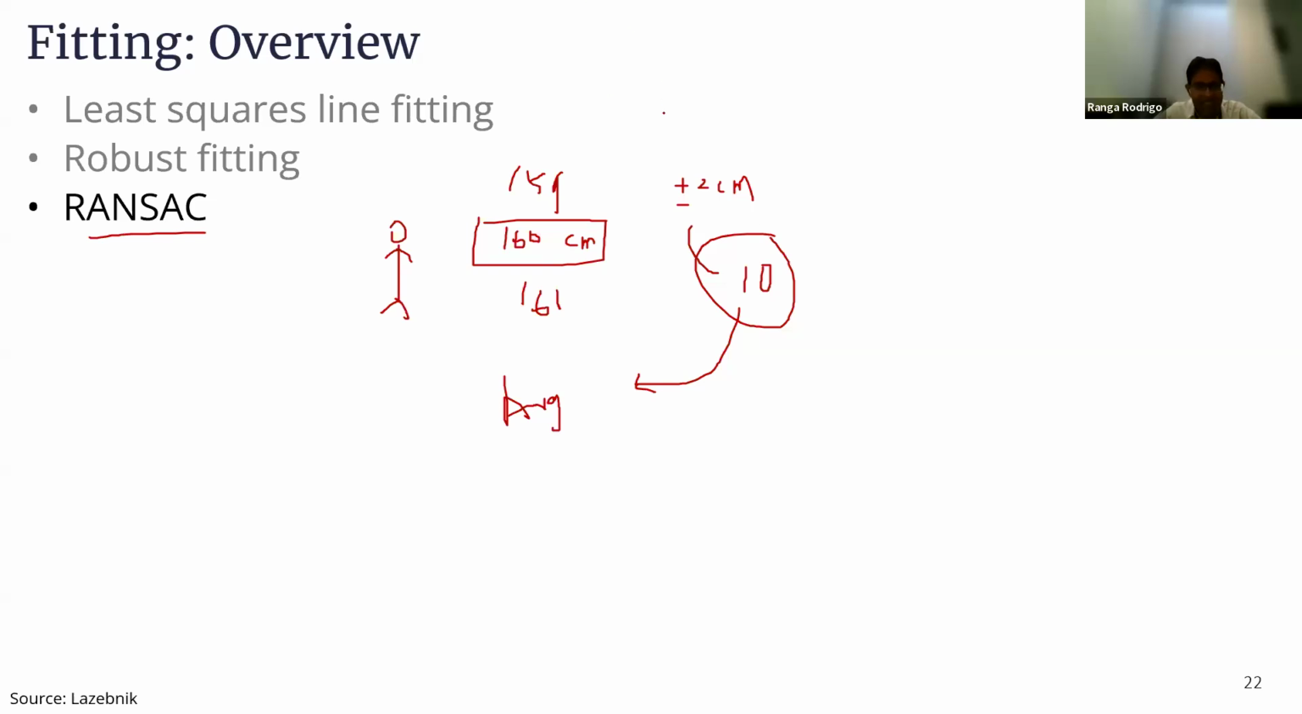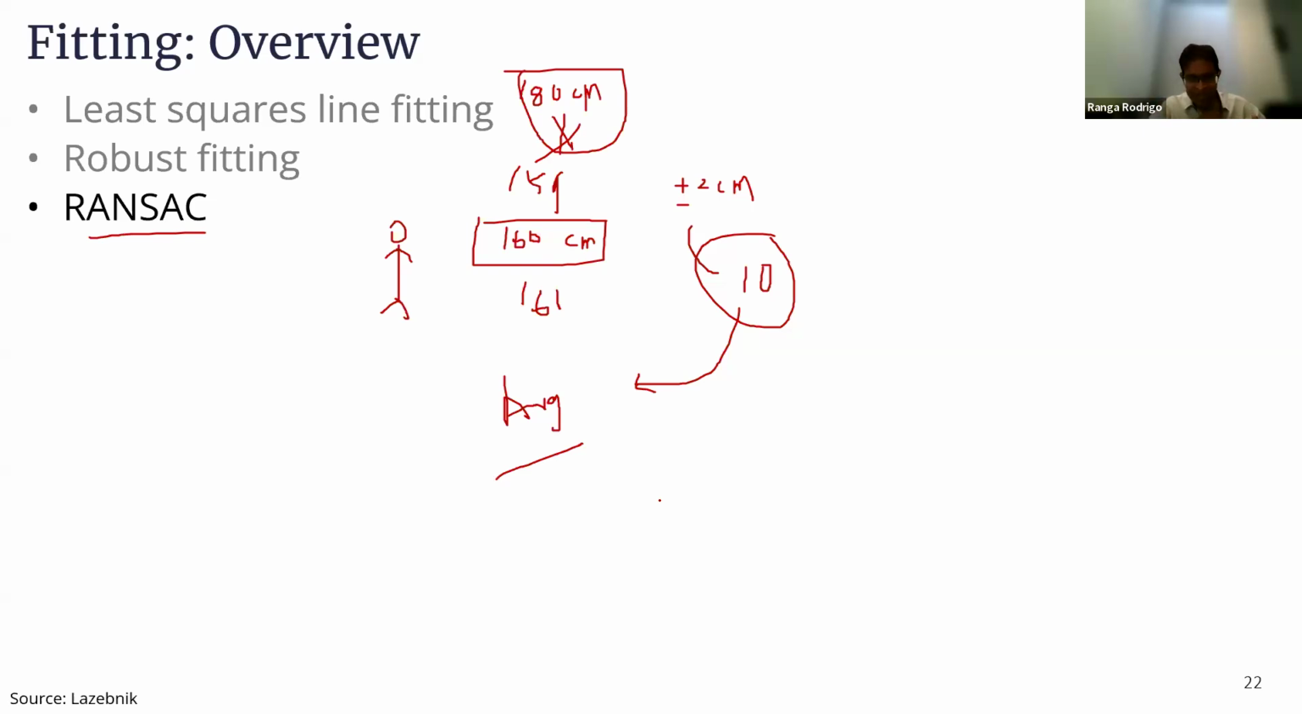I think that your class had a person of height maybe 180 centimeters. So he will not agree with this 160. Therefore you can see this outlier is not taken into this averaging. So you can see at once this RANSAC is able to filter out outliers. I hope that is clear to you.